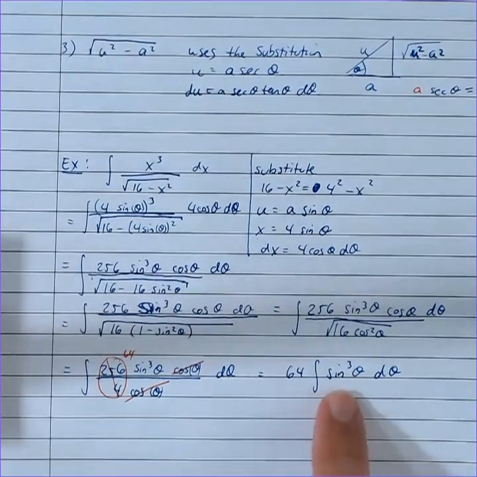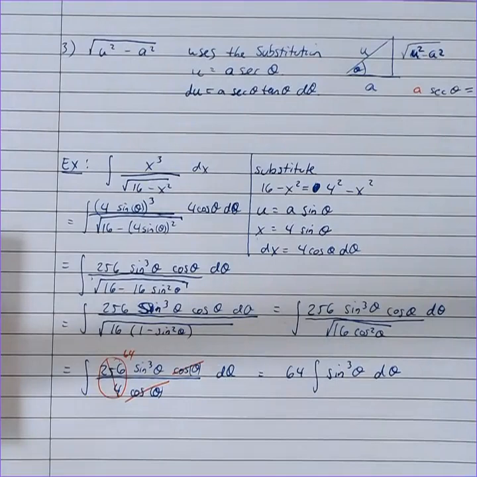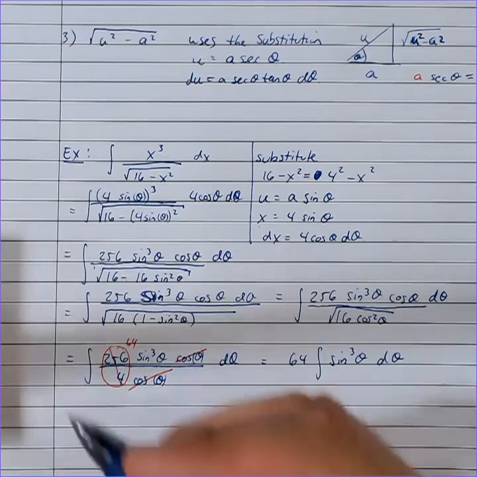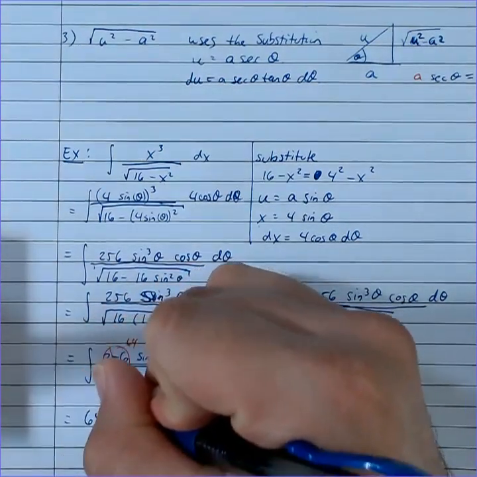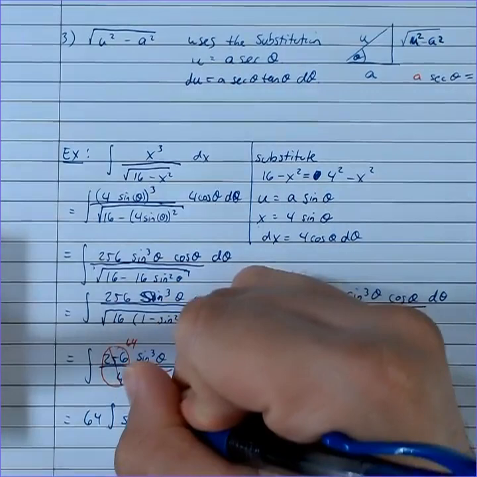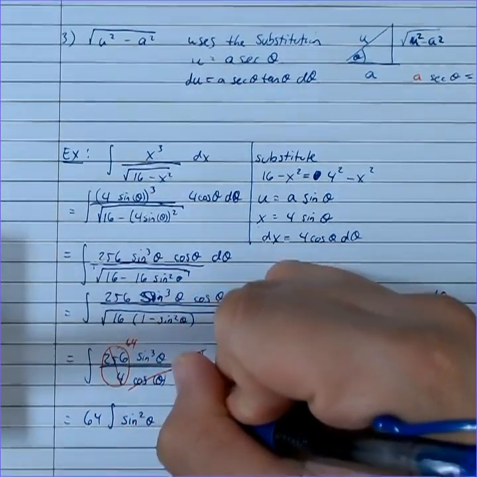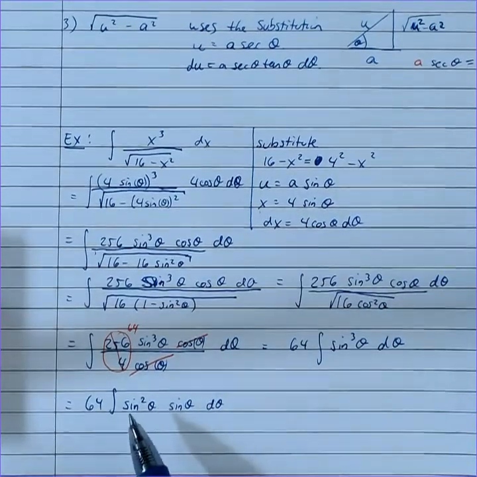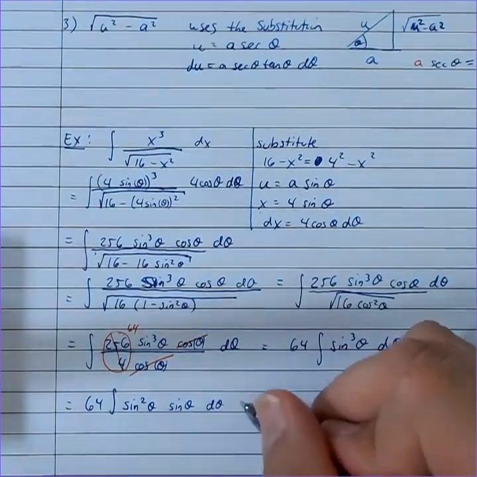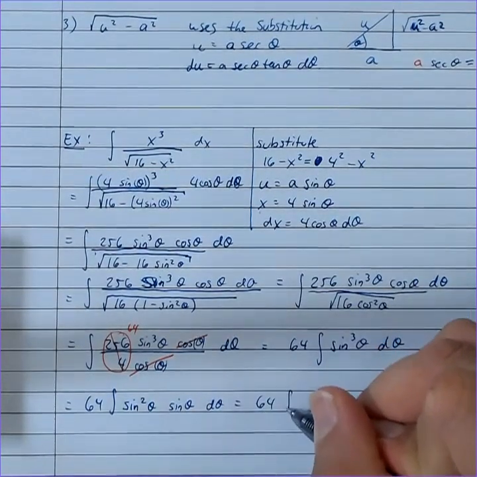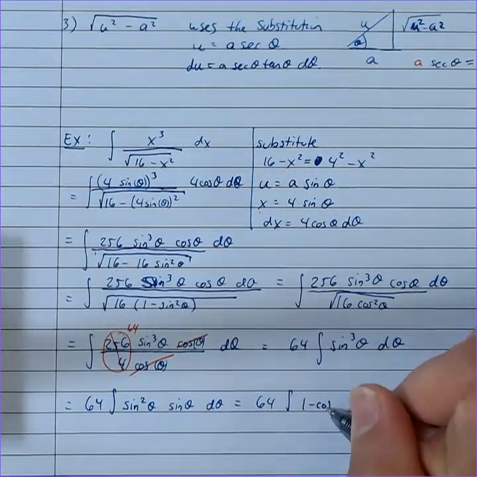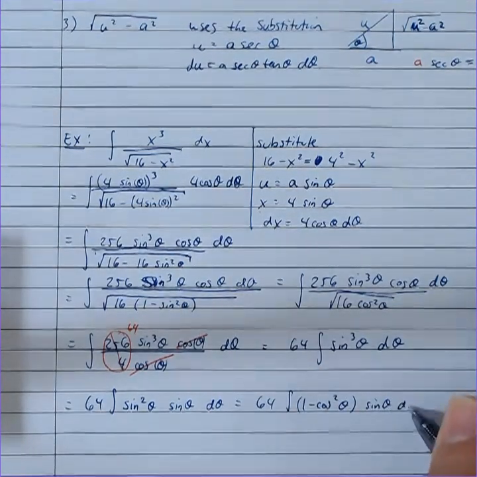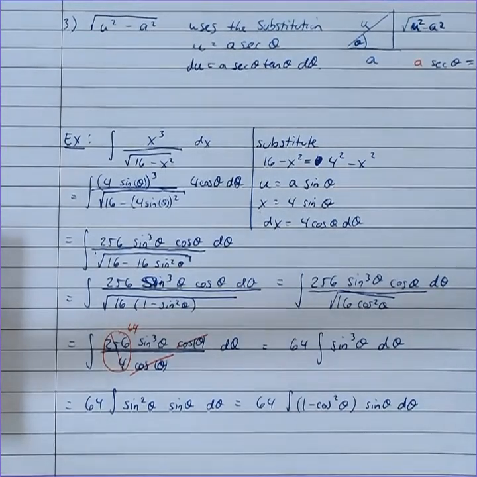So now we're dealing with an integral of an odd power of a sine function. So now we're going to take a single copy of that and strip that off. So that'll be 64 integral of sine squared of theta times sine of theta d theta. We're going to rewrite this using the Pythagorean identity. That'll be 64 times the integral of 1 minus cosine squared of theta sine of theta d theta, like that.